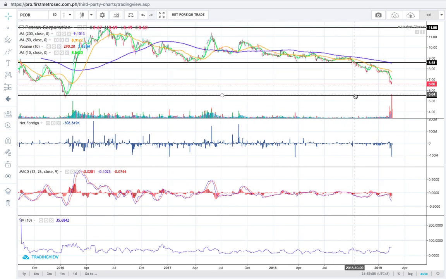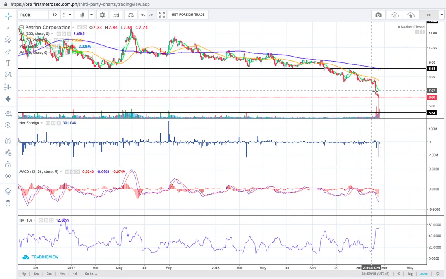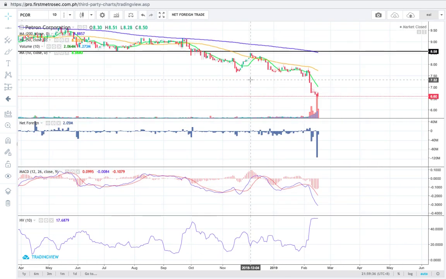Now, if you have PCOR, let's say you have had PCOR since September last year, and you only have 10% risk on PCOR, you should not have any PCOR shares by now. You should have already cut your losses as early as October last year. But what if you entered a position on PCOR last December 2018 and you apply 10% risk? On December 4, 2018, PCOR closed at 8.50. If you're going to apply 10% risk, what's 10% below 8.50? You should have already cut your losses in the third week of December.